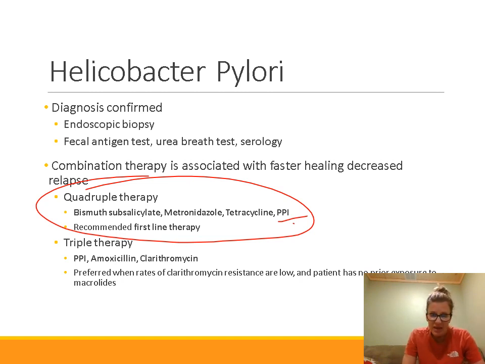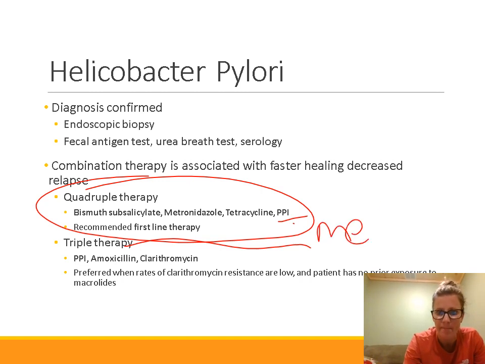Triple therapy can be used. Triple therapy includes a PPI, a proton pump inhibitor, and then 2 antibiotics. It uses amoxicillin and clarithromycin. Penicillin allergies are pretty common. If the patient has a penicillin allergy, then instead of amoxicillin, you would use metronidazole.